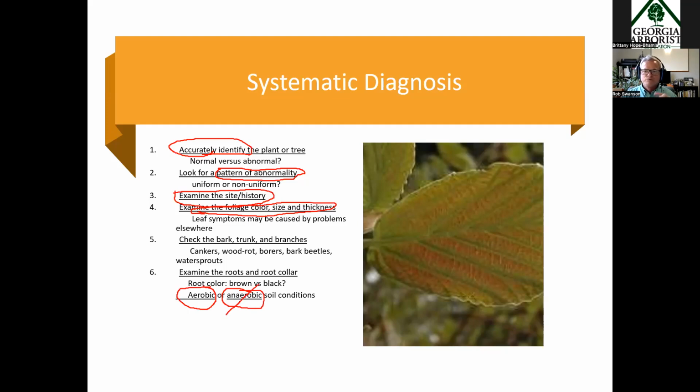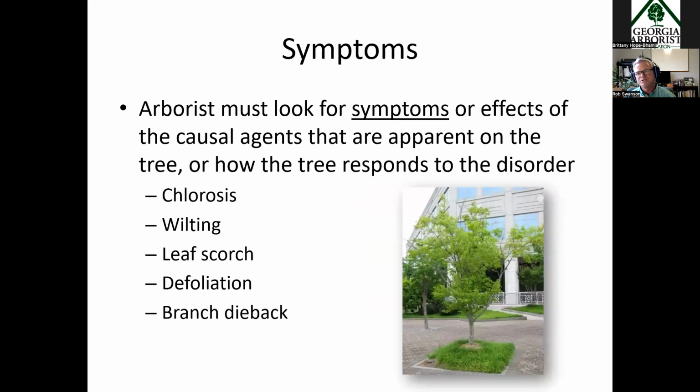So that's sort of your spiral, and try to keep your mind clear of jumping to a conclusion the whole time that you're doing this. You're wrapping yourself into the tree, looking at all of these different aspects. Then once you've collected it all, you can start coming up with what the problems might actually be. An arborist must look for symptoms or effects of the causal agents that are apparent on the tree, or how the tree responds to the disorder.